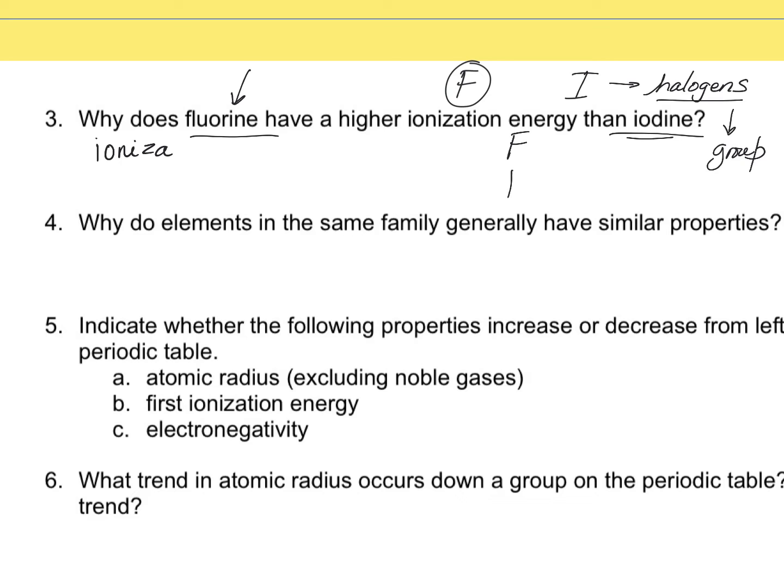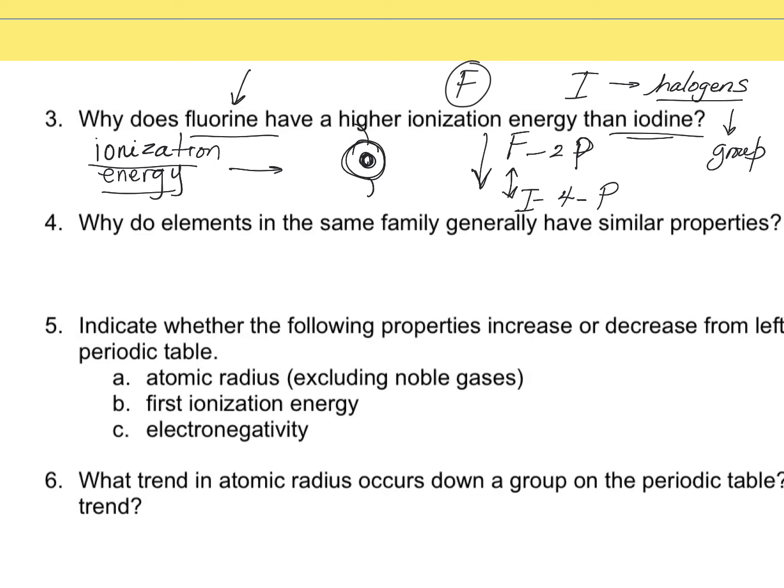Fluorine is the first one. Iodine is in period 1, 2, 3, 4, in period 4. This one is in period 2. This one, iodine, is in period 4. So you're going down a group. Ionization energy. What is ionization energy? The energy that is needed to remove the last electron. Remember, the valence electrons are the ones that are located in the last level of energy. What's going to happen down the group is it is going to increase.